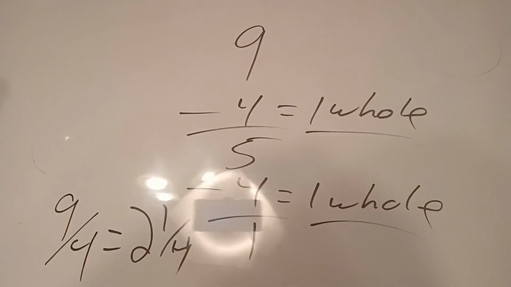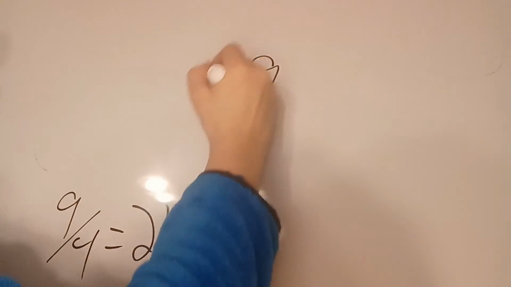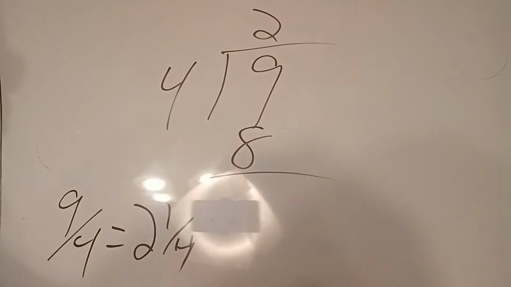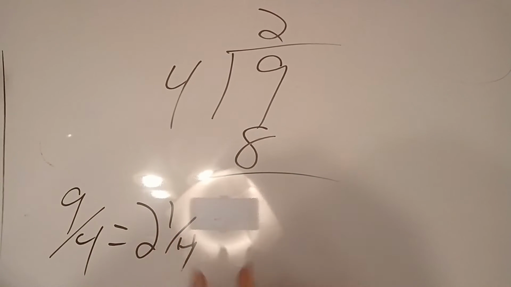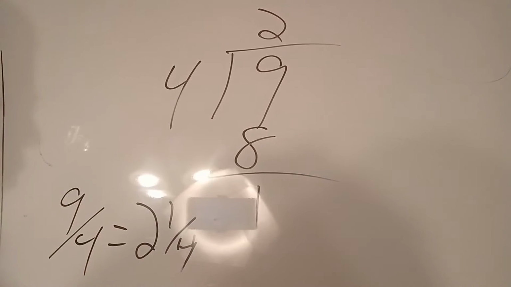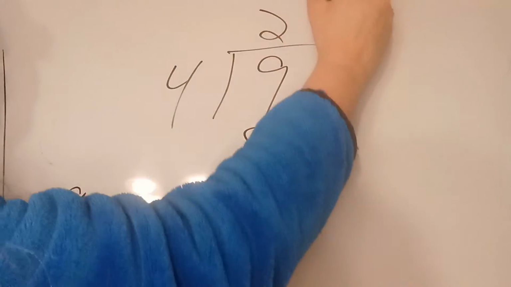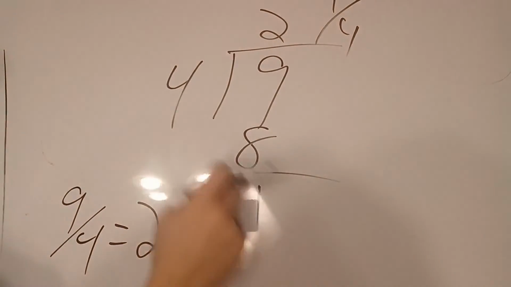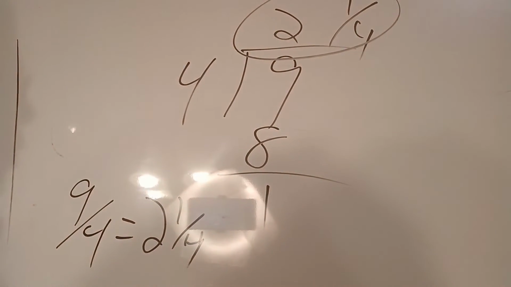To do this faster, we can divide. 9 divided by 4 is 2. There's the 8 pieces that make up the 2 whole pizzas. We have 1 left over. When we're dealing with fractions, we just take this remainder and put it over the 4, because this is literally saying 1 divided by 4, which is what we have here. So, there's our 2 1/4.